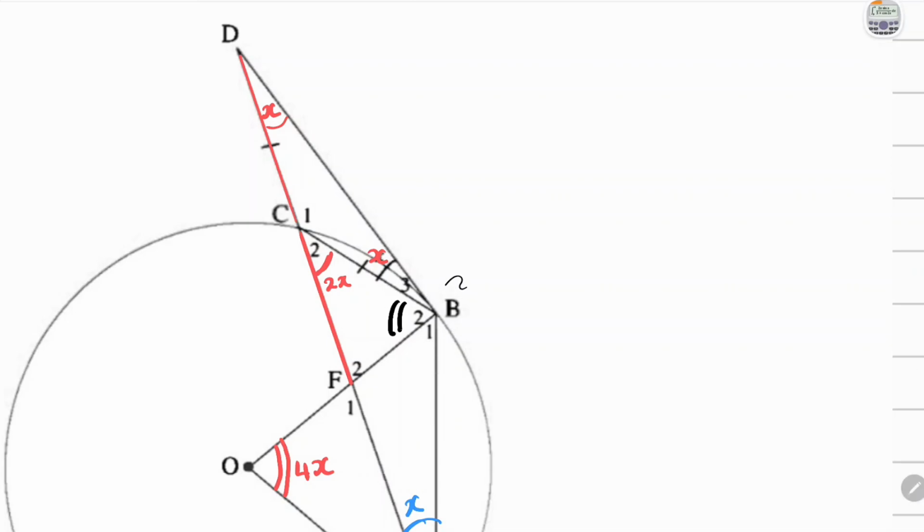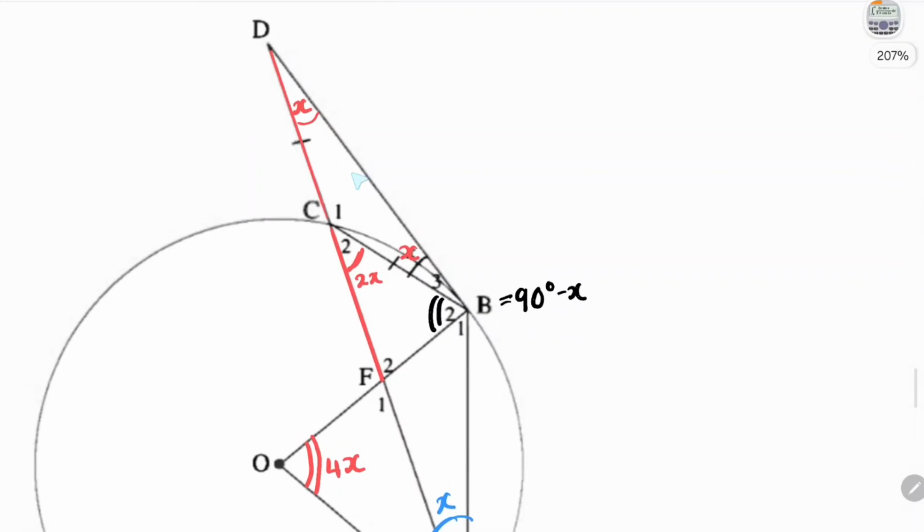Now, remember, we already found this. The previous question will always be helpful. We found angle B2 to be 90 degrees minus x. We'll keep that in mind. So how can these 2 lines be equal? How can that be equal to this?